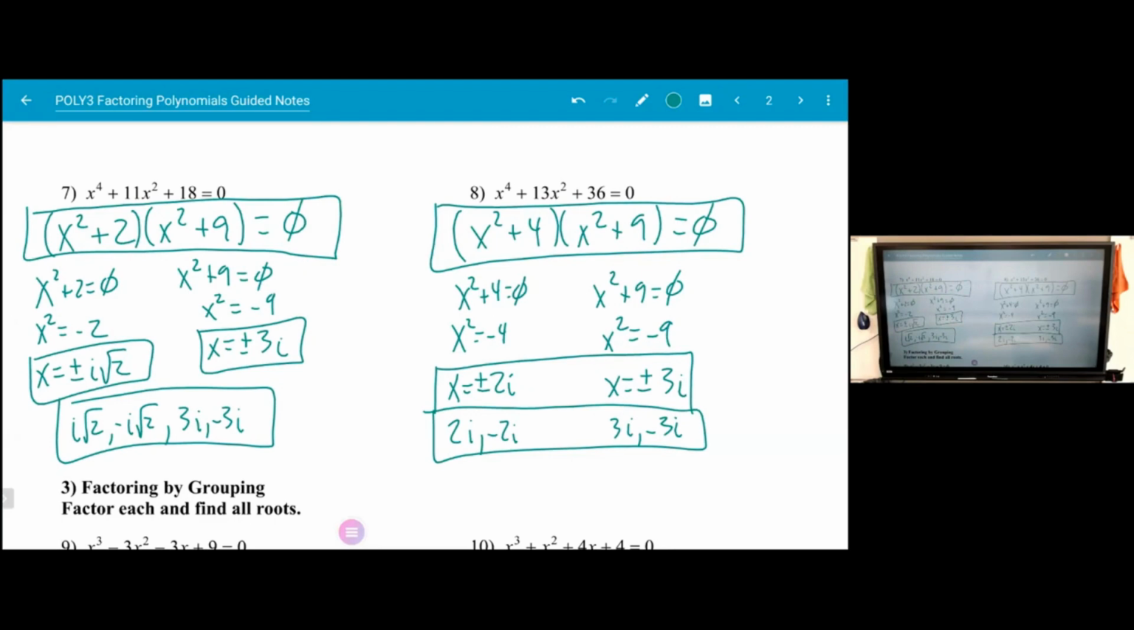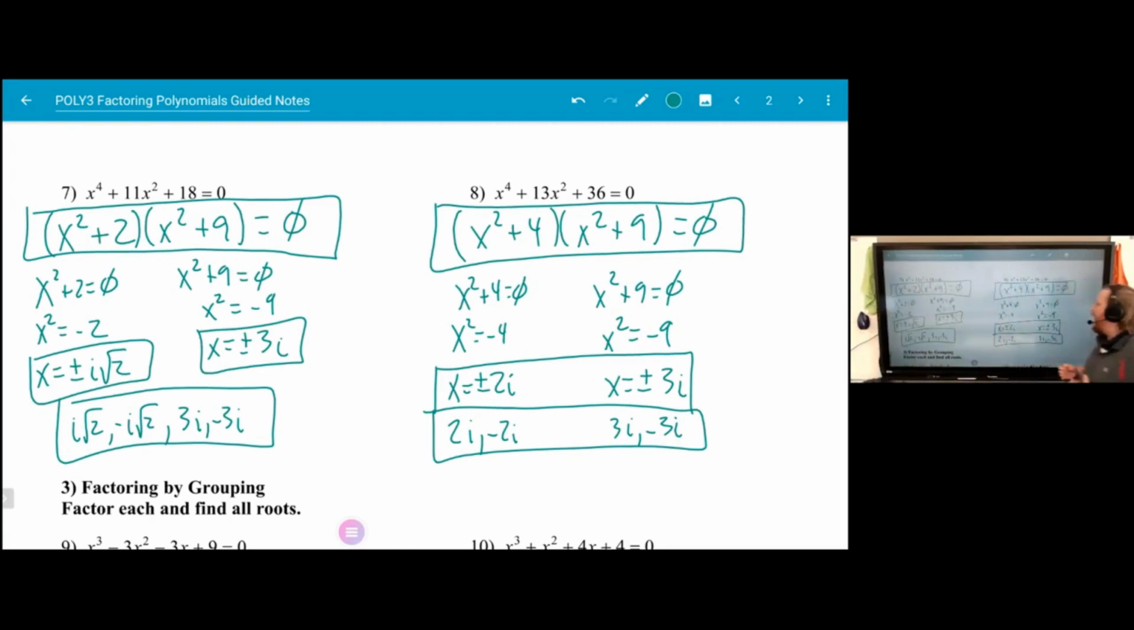And when we solve for each of those factors, we get plus or minus i square root 2 and plus or minus 3i. We need to have 4 solutions, but it's interesting. Those are 4 imaginary solutions. That function would never touch the x-axis.